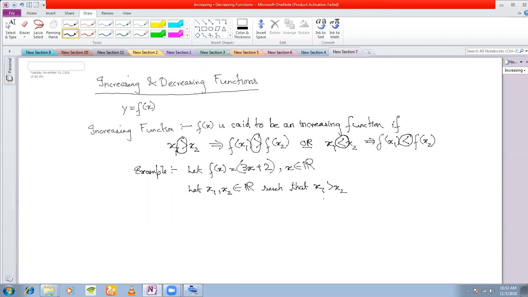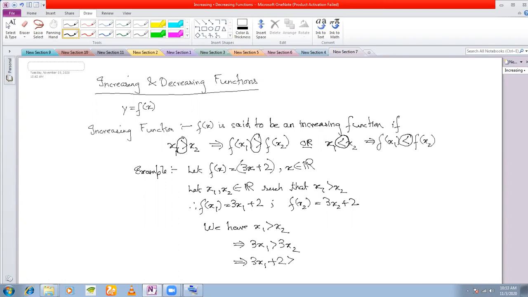So let us take any two values such that x1 is greater than x2. Then what happens? What is the value of f(x1)? f(x1) is 3x1 plus 2. And what is the value of f(x2)? 3x2 plus 2, right? Now, since I have taken x1 greater than x2, that means 3x1 must be greater than 3x2. Now, if you add 2 to both sides, you get 3x1 plus 2 is greater than 3x2 plus 2.